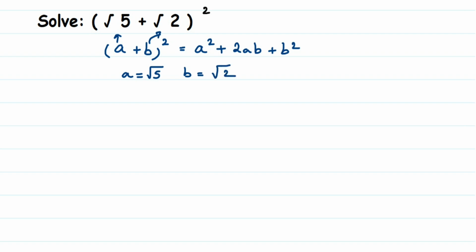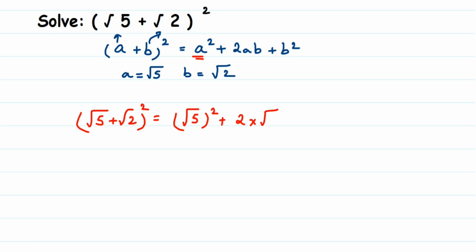Since we are given (a plus b) whole square, which is the left side of the identity, we have to solve the right side of the identity. So we're going to substitute the values and get the answer. So (root 5 plus root 2) whole square will be equal to a square, where a is root 5, so root 5 whole square, plus 2ab, so 2 into a, which is root 5, multiplied by b, which is root 2, plus b square, so root 2 whole square.